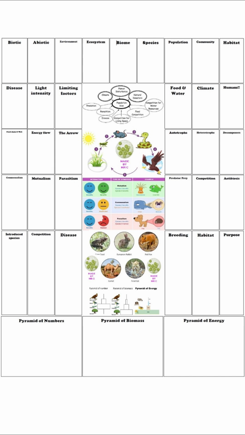Then we get on to the ecological pyramids, and there are 3 ecological pyramids: the pyramid of numbers, the pyramid of biomass, and the pyramid of energy. The pyramid of numbers just records the numbers of a species in each trophic level. The units are numbers. Pyramids of numbers can be inverted, or it can be a normal pyramid.